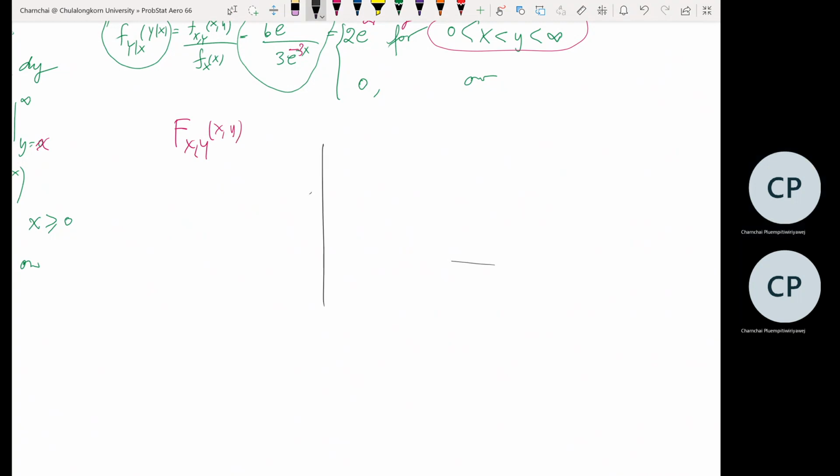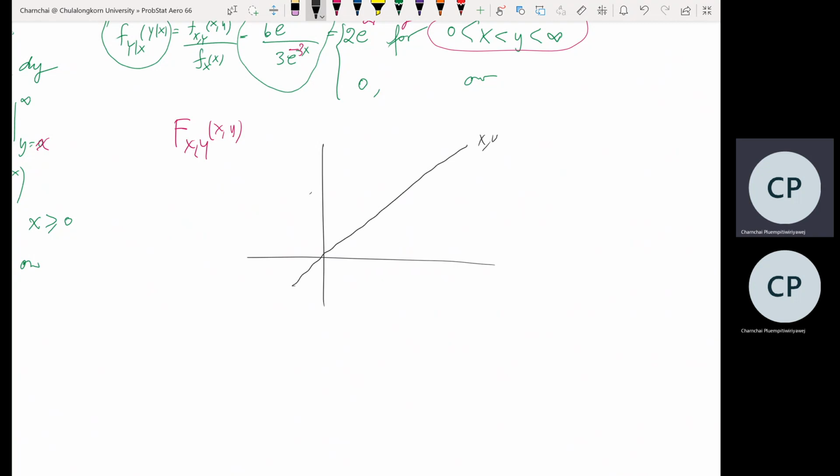Remember the domain, okay, x equal to y. The domain is right here. This is x equal to y, right? And remember, the domain is over here, okay?